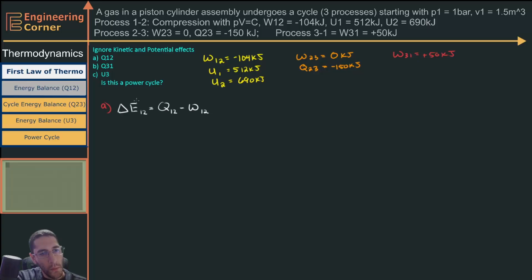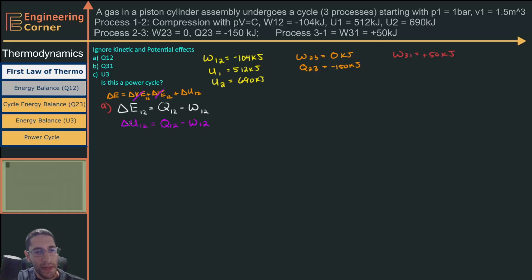Now, what we can do is break up our change in energy like this. We can say our change of energy is equal to our change in kinetic energy from 1 to 2 plus our change in potential energy from 1 to 2 plus our change in internal energy from 1 to 2. And we know that the change in kinetic and change in potential energy are going to be 0 because we're told we can ignore these effects. So we can rewrite this down here. We can say the change of my internal energy from 1 to 2 is equal to Q 1 to 2 minus W 1 to 2.